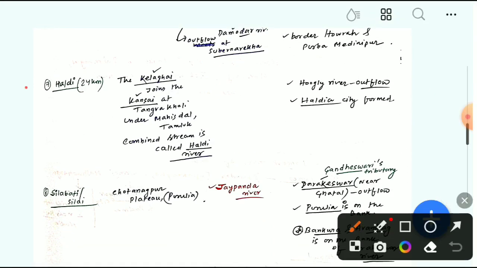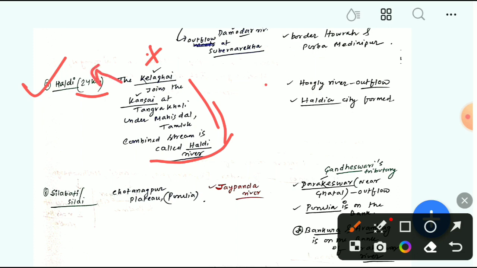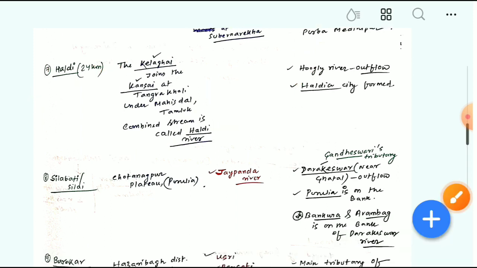Next important river is Haldi, that is 24 kilometers. One important point is that the Keleghai joins the Kansai at Tangrakhali under Mahishadal, Tamluk. It is a combined stream called Haldi river. So Keleghai and Kansai jointly flow to form Haldi. And it outflows into the Hooghly river, and Haldia city is formed.